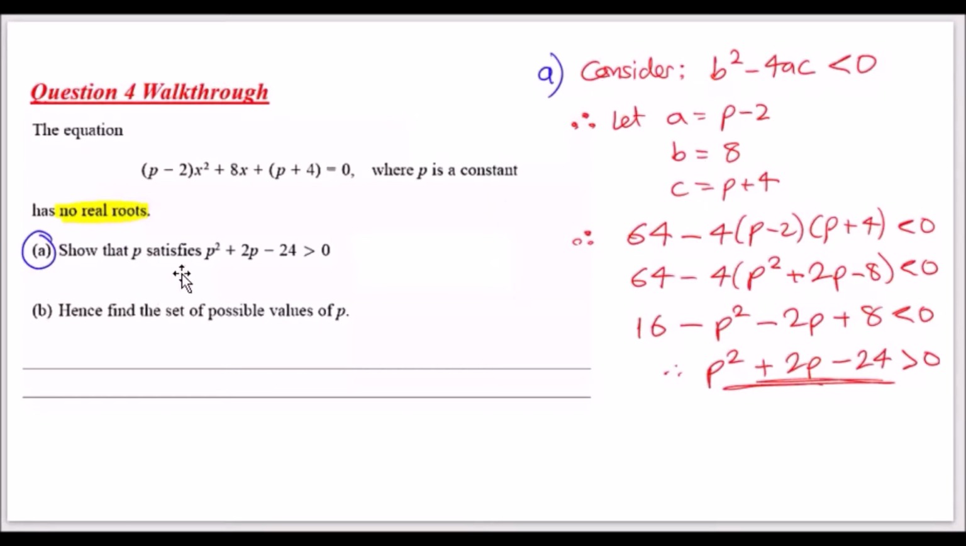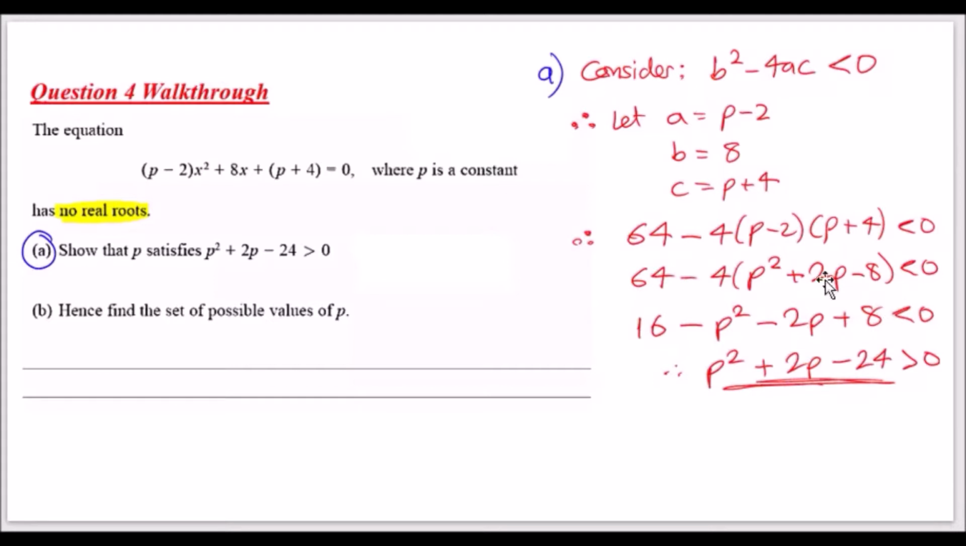Part A: show that p satisfies p² + 2p − 24 > 0. Using the general quadratic formula ax² + bx + c, I let a equal p − 2, b equal 8, and c equal p + 4. Now I'm going to plug this into the discriminant. You have 8 squared, which is 64, minus 4 times ac, which is (p − 2)(p + 4). Okay, not bad.